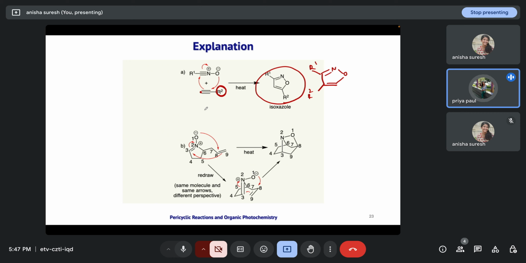Yes, the carbon which is attached to R2. Because of the inductive effect, it will have more electron density at this end if it is an alkyl group. If it is an electron withdrawing group, then this end will have less electron density. If it is an electron donating group, this end will have more electron density. So it depends upon what R2 is. Now maybe we can consider the steric factor. If R1 and R2 come together and cause some steric hindrance, that may be why this is preferred. Okay.